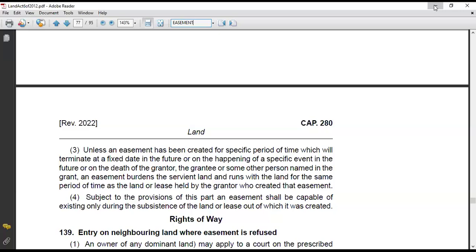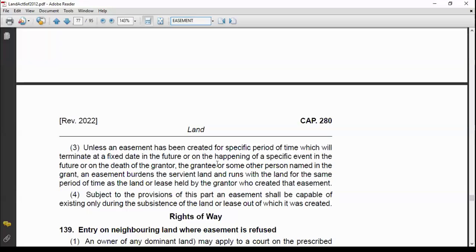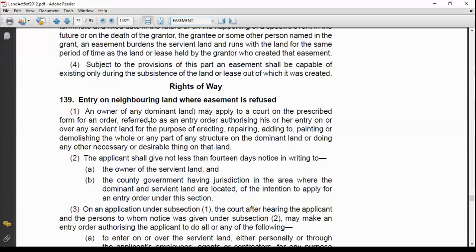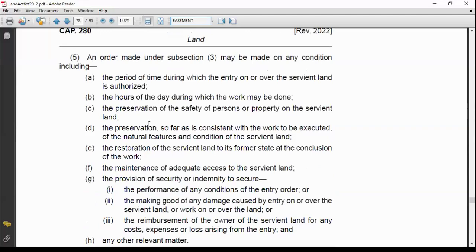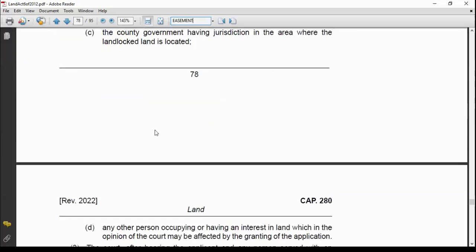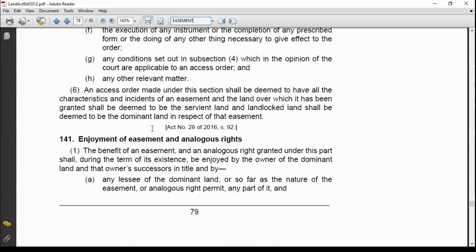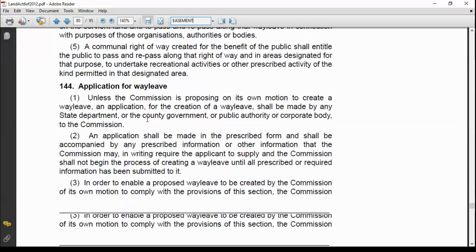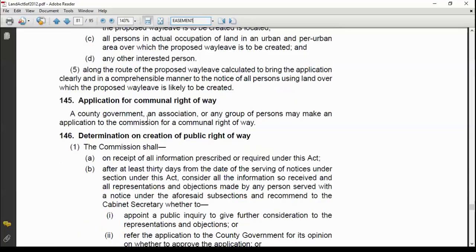Connected to this easement topic, there are what are called analogous rights. Analogous rights have not been tested. These include right of way, access order, public right of way, and communal right of way. These are areas someone needs to look at.